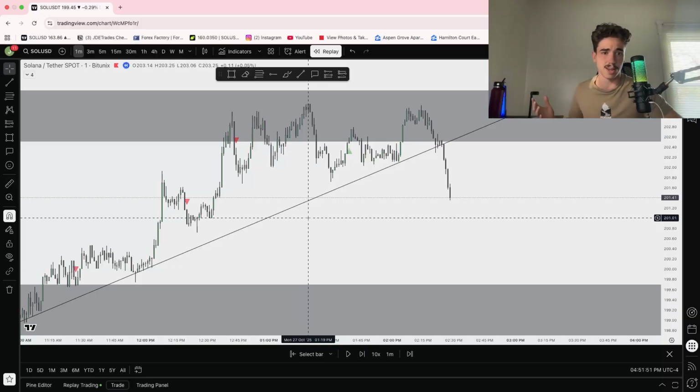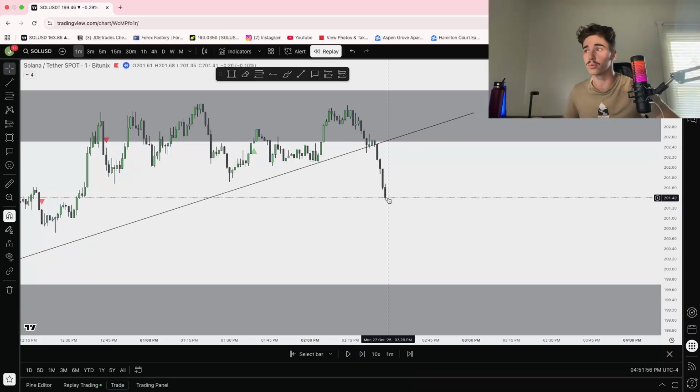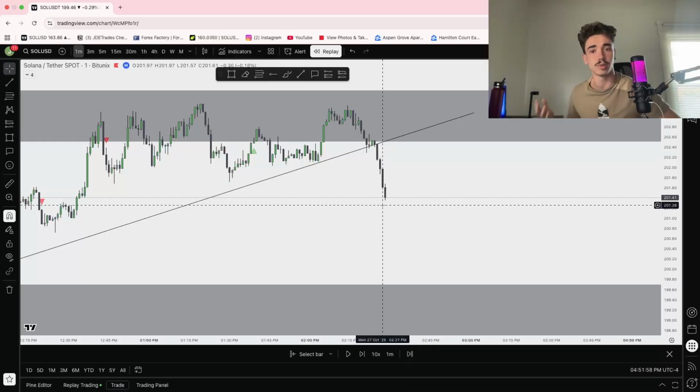And all that trend line is a form of support, right? That's all that it is. Now that we broke through that support, it is what? Resistance, right?